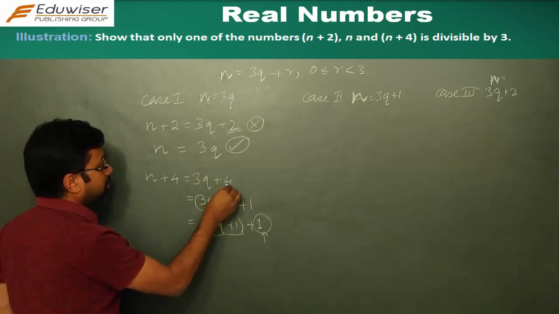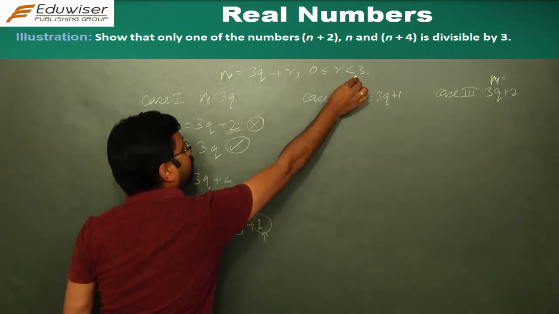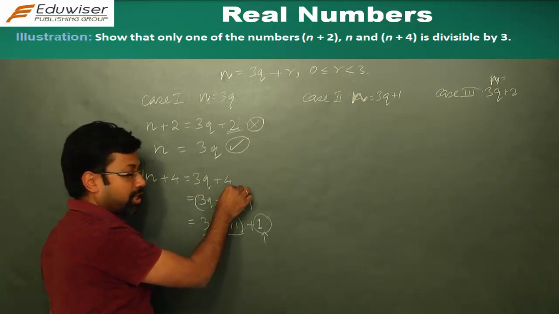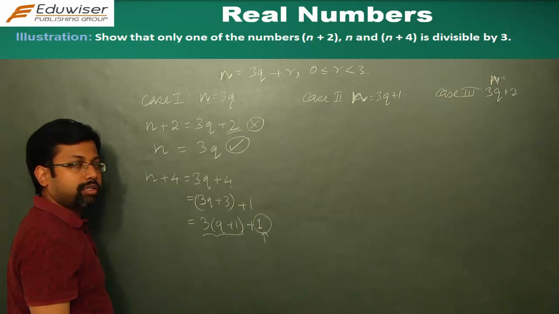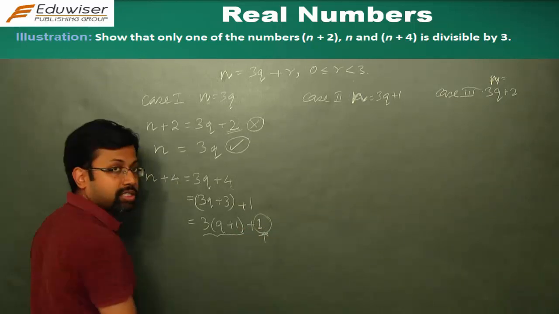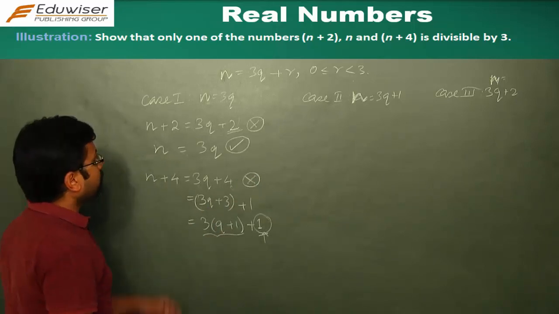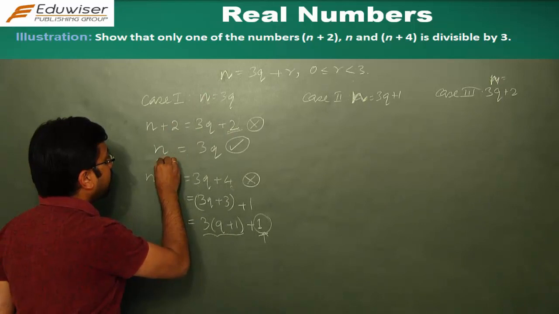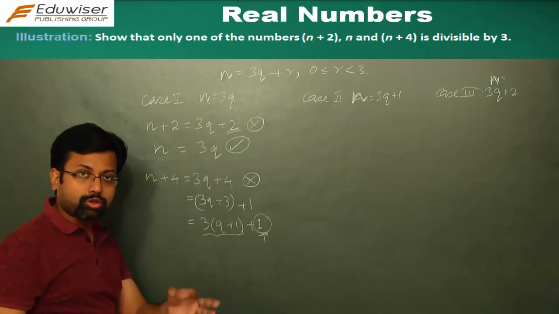Some of you might say that the remainder straight away can be 4. No, the remainder will always have to be less than 3. So this is not the standard Euclid division lemma form. We have to reduce it to the standard form and then figure out what the remainder is going to be. So here the remainder is 1, so this number is not divisible by 3. So when the number n is equal to 3q, then only n is divisible by 3. The other 2 are not divisible by 3, which is what you have to prove.